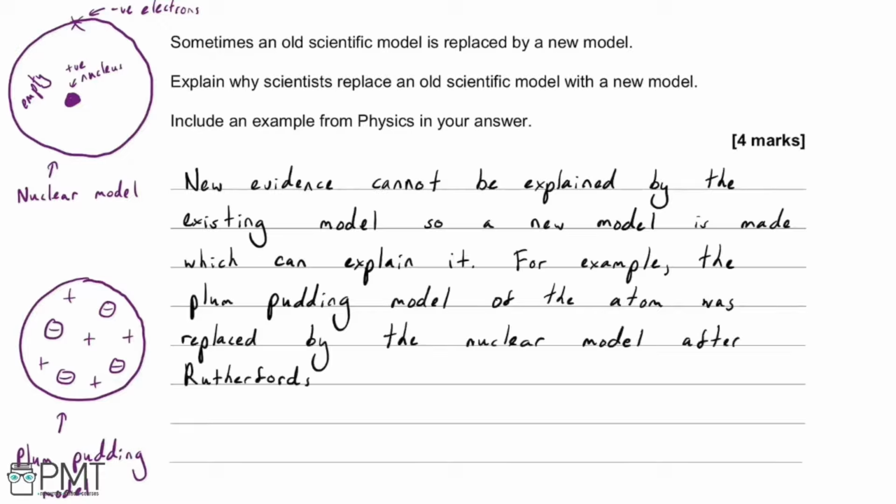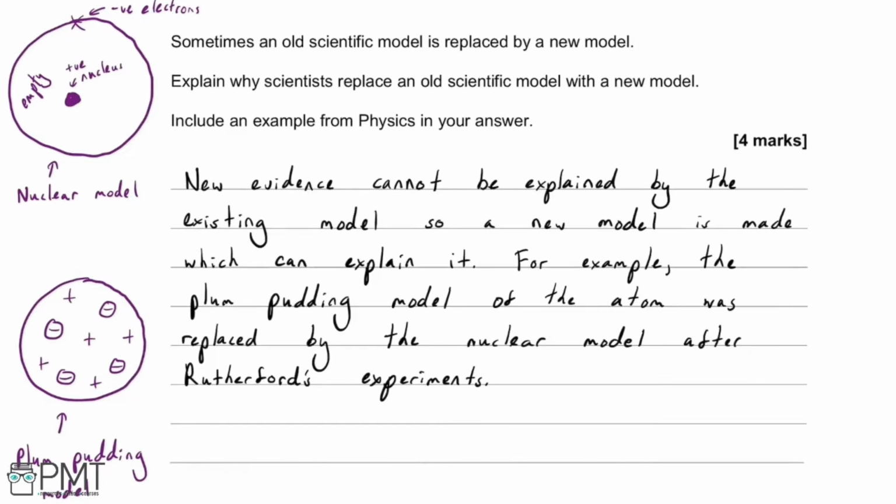If you didn't want to use that example, you could instead talk about the geocentric model of the solar system being replaced by the heliocentric model of the solar system. You don't need to go into detail about why the experimental evidence disproved the old theory, you just need to mention the first theory and then what theory replaced it.